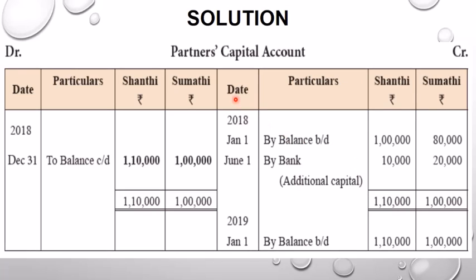This is the solution. As we know, it's a fixed capital method. So we'll be preparing partners' capital account as well as partners' current account. So in the capital account, let's take the balancing figure, that is 1,80,000. There is an additional capital in the problem. So that is 10,000 and 20,000. Then we do the balancing. So balance is 1,10,000 and 1 lakh. There is no permanent drawings. That's why we didn't show anything on the debit side.